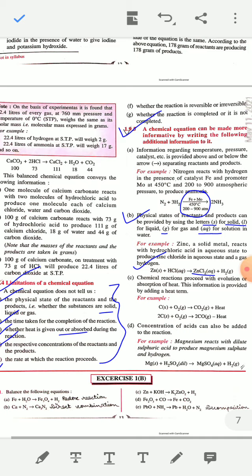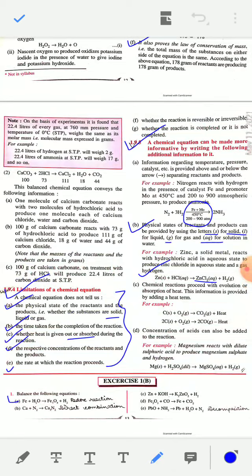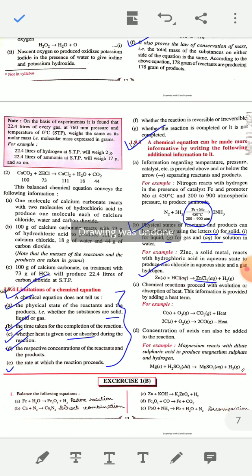Okay, so again I am saying, students, you have to balance many chemical equations. And if some chemical equations are given in the exercise, you have to balance those chemical equations. Okay, students, thank you.